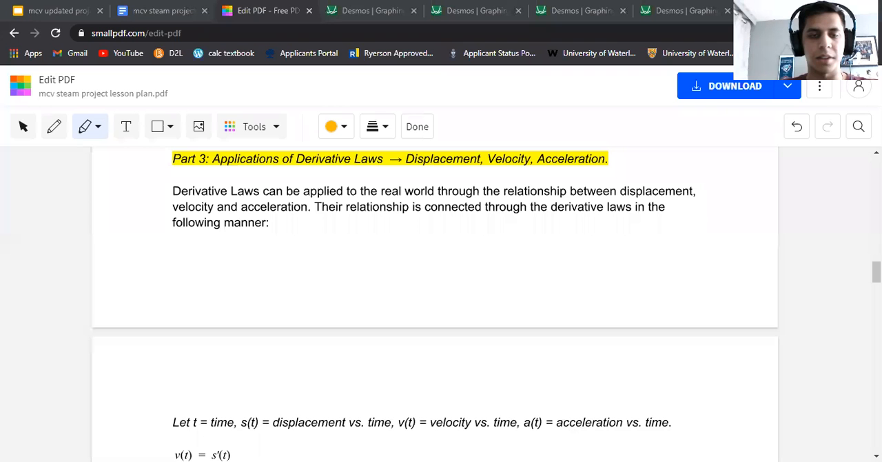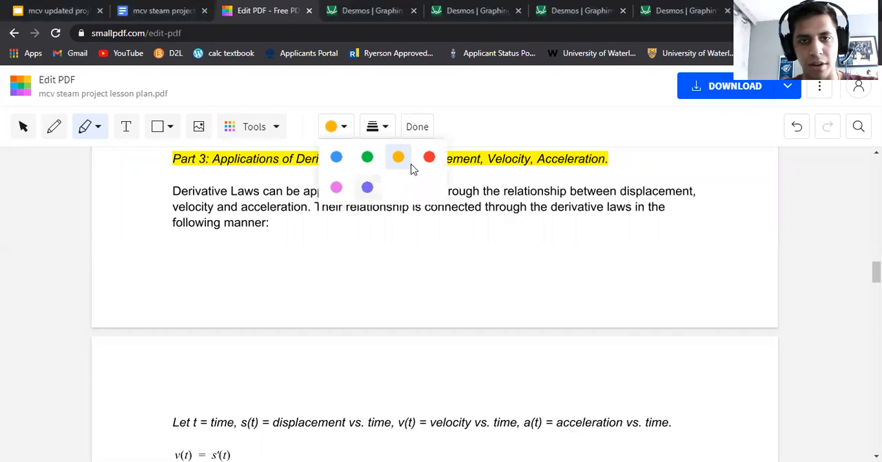Awesome. So this is going to be a little bit of a shorter video, but let's work through it. So part 3, application of derivative laws. Derivative laws can be applied to the real world through relationships between displacement, velocity, and acceleration. Their relationship is connected through the derivative laws in the following manner.